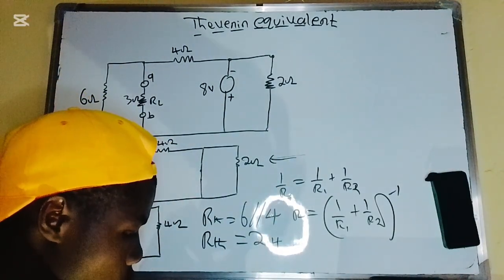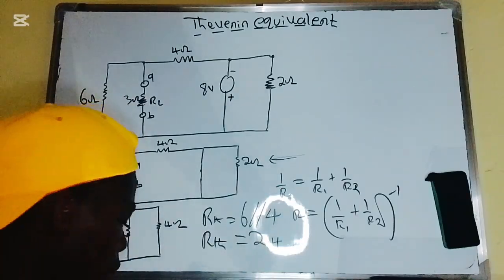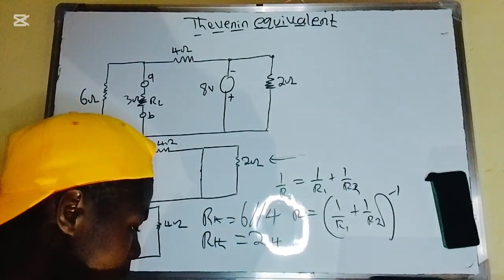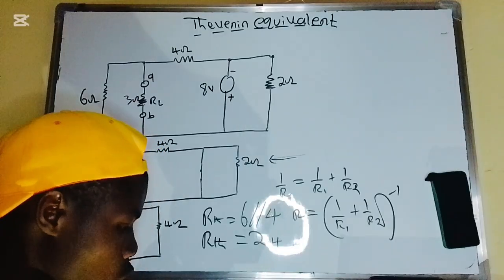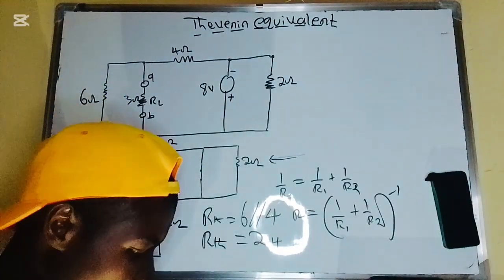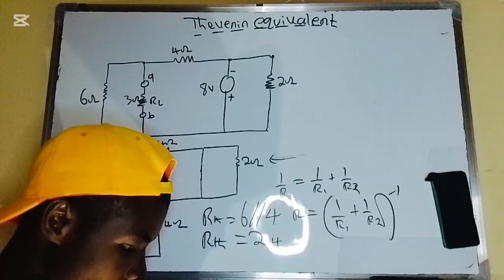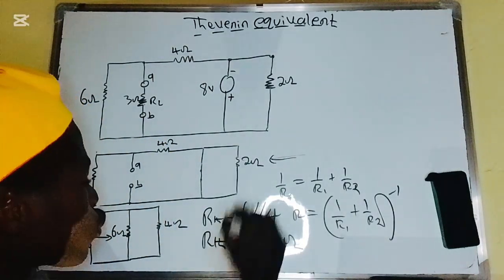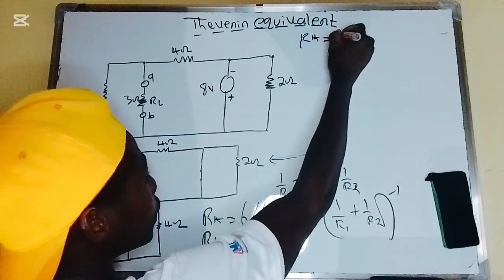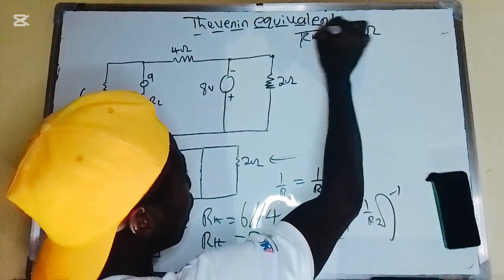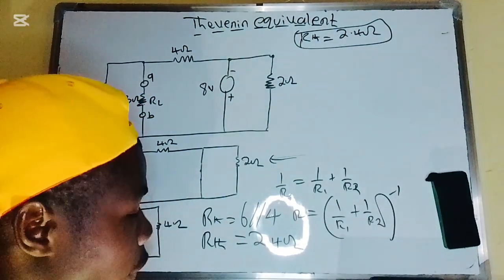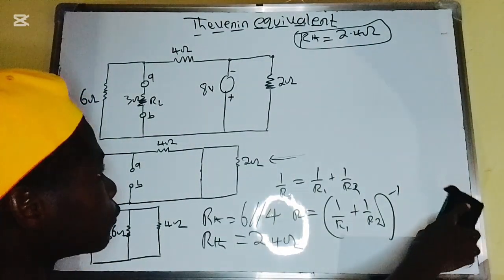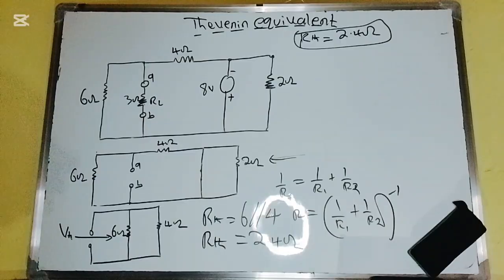This should now be equal to (1 over the value of R1, which is 6, plus 1 over the value of 4) all to the negative 1. Yes, 2.4. So therefore the R Thevenin should now be equal to 2.4 ohms.